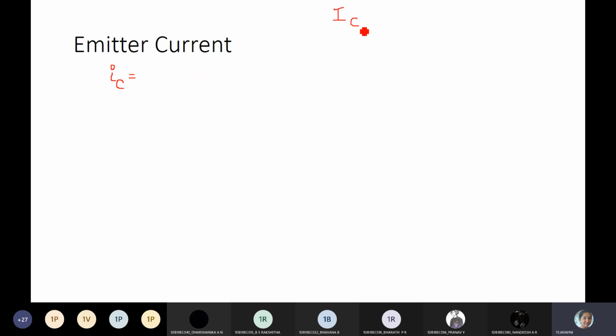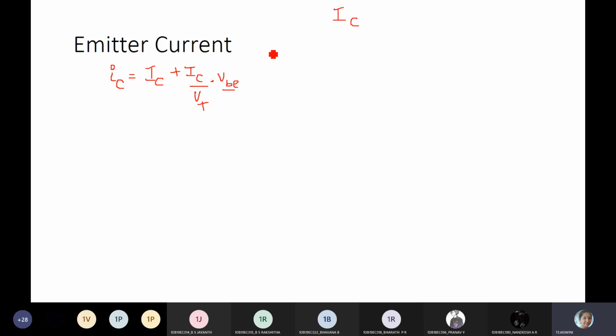This is DC current. This is amplified current. Small i with capital C is amplified current. What is the relation? iC is equal to IC plus IC by VT into vBE. This is the one expression you have to remember to derive the base current as well as the emitter current. So the first is a DC component, and the second one is a signal component, because vBE is a small signal.